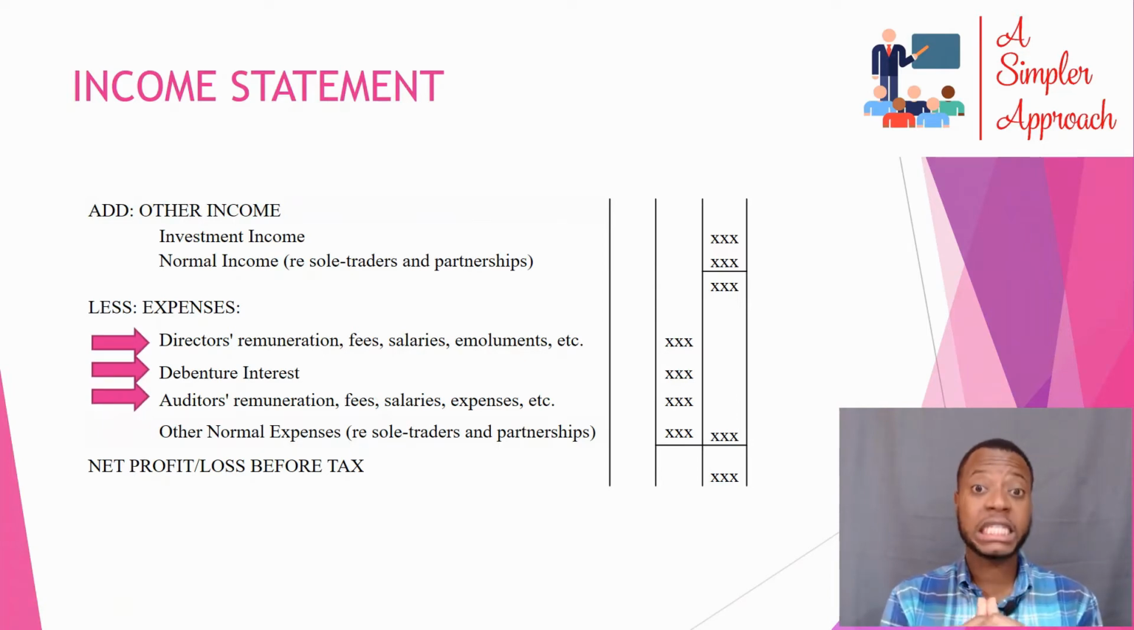These three things are new. Director's remuneration, debenture interest, and auditor's remuneration. These three expenses are limited liability company expenses. Okay? The salary for the director, debenture interest. Last week we spoke about debentures and we understood that debenture speaks to money that a company borrows. And when money is borrowed, interest is paid on it. Okay? And that interest would be an expense. There we go. Okay? Auditor's remuneration.